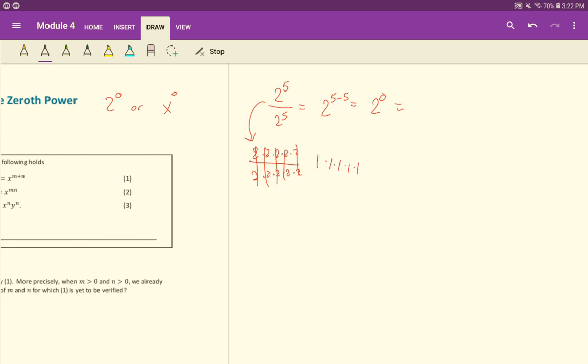All these are 1s. So what's 1 times 1 times 1 times 1? It's just 1. So in other words, what does 2 to the 0 equal? 1.